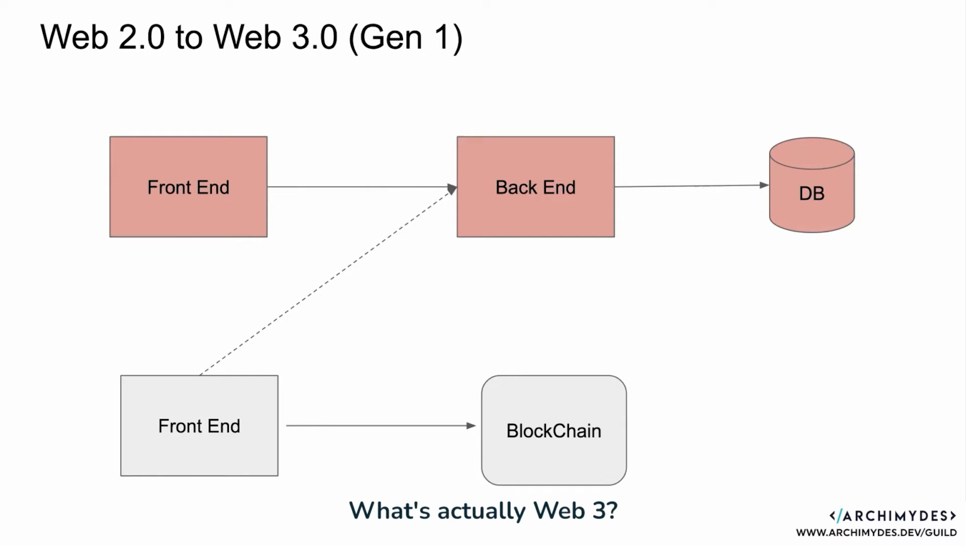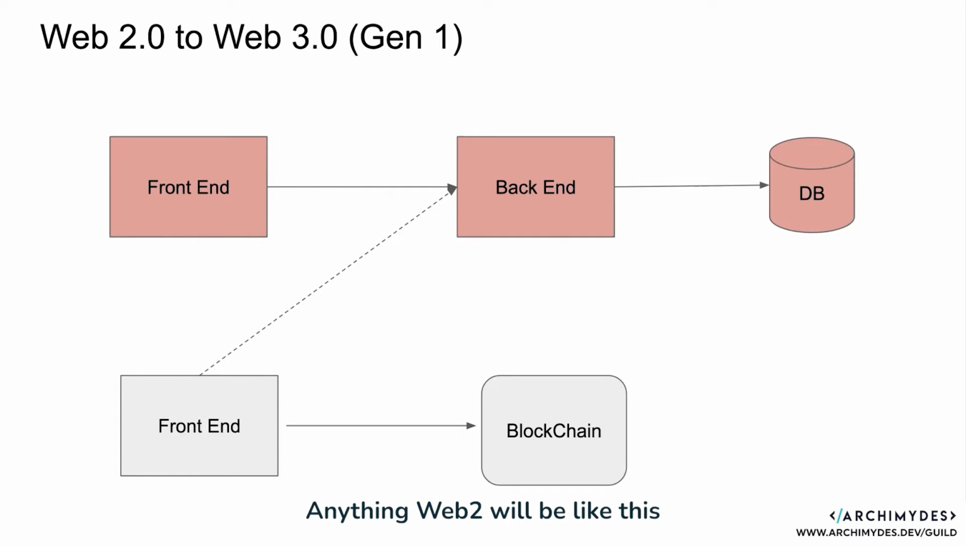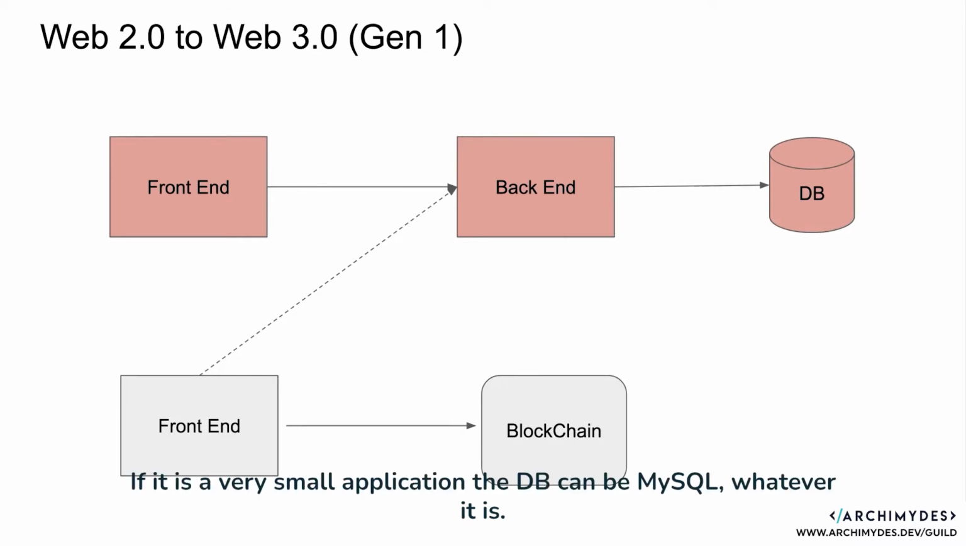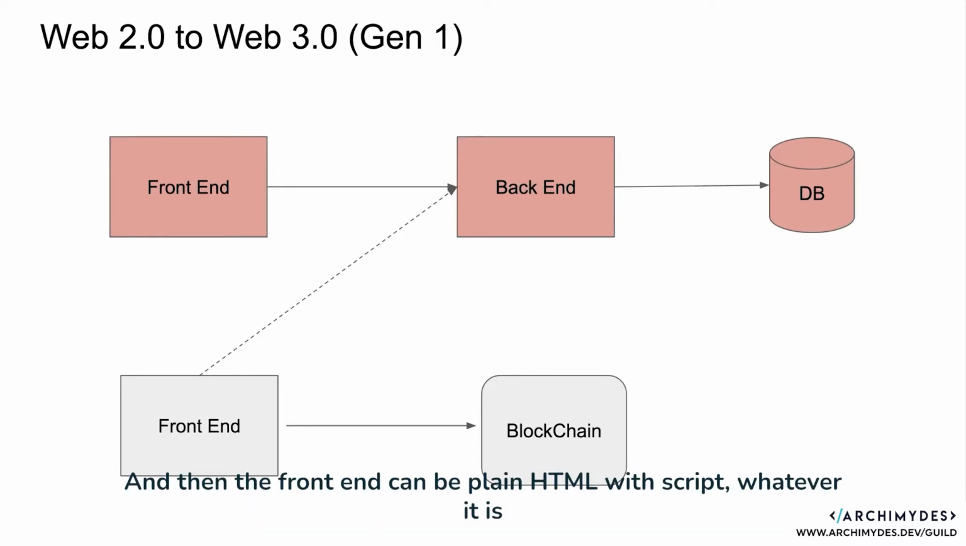What's actually Web3? If you look on the top, the things that I've colored, right? So that's the playbook of any SaaS application right now. Anything Web2 will be like this. You will have a front end where you will have some static JavaScript, HTML, and all these things that will speak to a backend, which will have a logic and all these things, which will store the state in some kind of DB. If it is a very small application, DB can be MySQL, whatever it is, and backend can be as simple as PHP or whatever it is. And then the front end can be plain HTML with JavaScript, whatever it is.